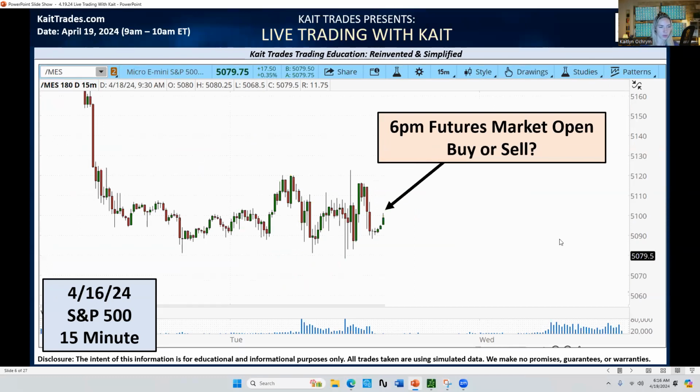About this one? This one was from 3 days ago on the S&P, also a 15-minute time frame. The markets look like this, and we opened up. Buy or sell?